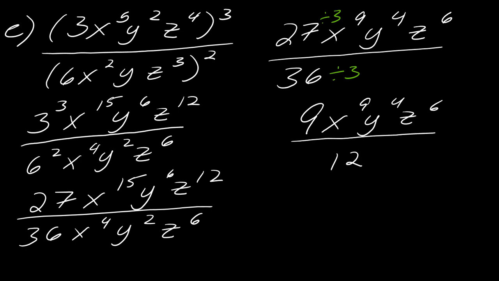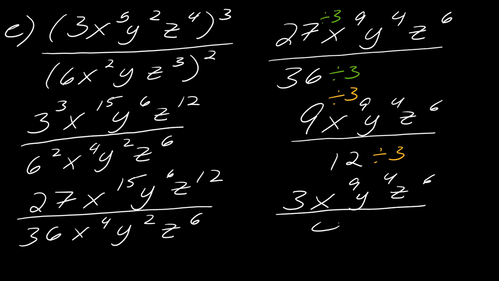over 12. Oh, wait, I can still go one step farther, can't I? I can divide that by 3 one more time. So see, sometimes it doesn't even pop out to me what the best number to divide by is. Now it's like, duh. But sometimes you just don't see it. So 3x to the 9th, y to the 4th, z to the 6th, all of that over 4.